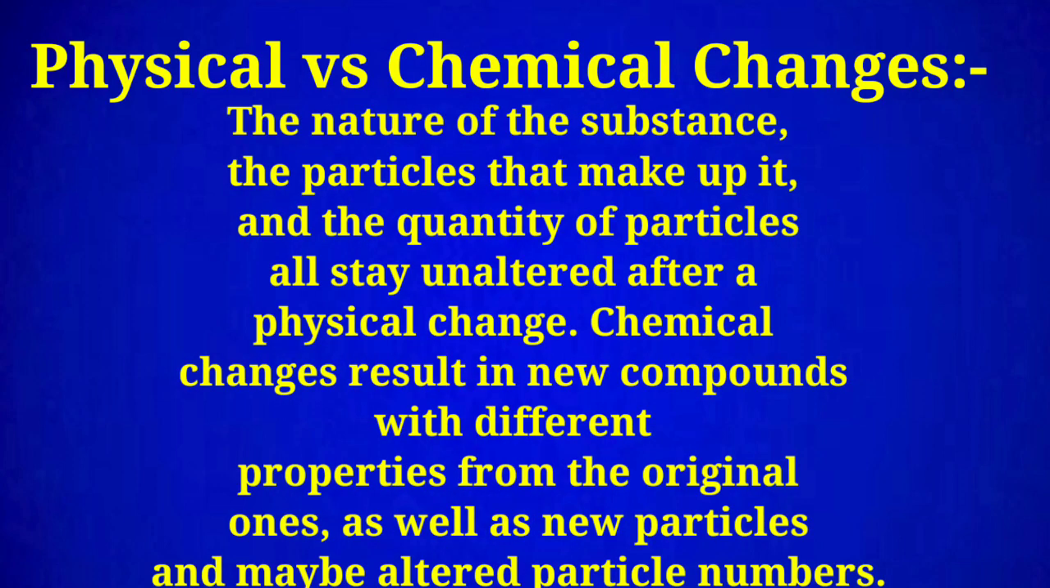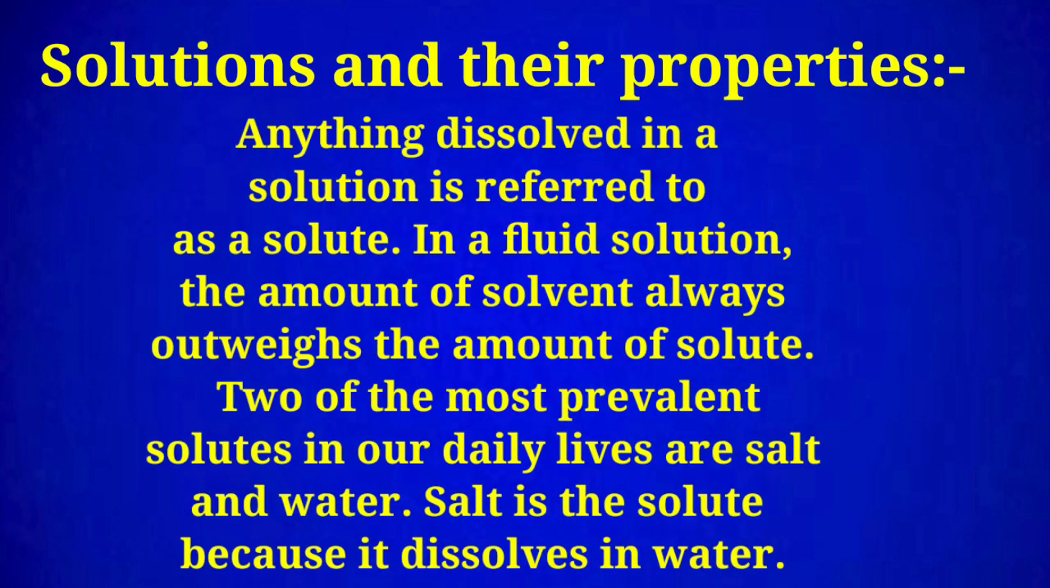Physical and chemical changes. The nature of the substances, the particles that make them up, and the quantity of particles all stay unaltered after a physical change. Chemical changes result in new substances, compounds with different properties from the original ones, as well as new particles.